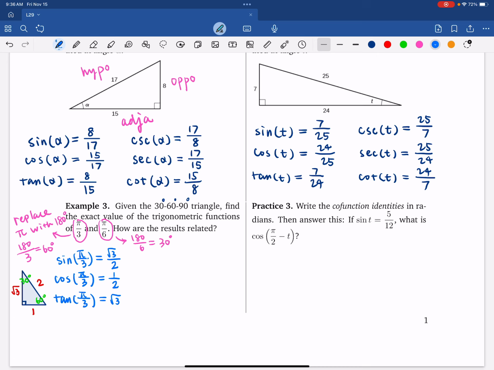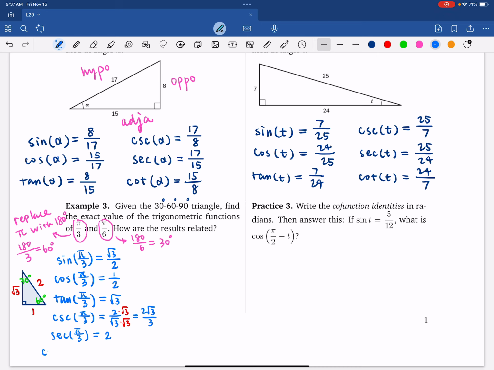So we could write down the reciprocals. The cosecant of pi over 3 will be the reciprocal of sine. So that will be 2 over radical 3. And then if we rationalize this by multiplying both the top and the bottom by radical 3, we get 2 radical 3 over 3. And then we have secant of pi over 3. That's the reciprocal of cosine. So it's the reciprocal of 1 over 2, which is 2.